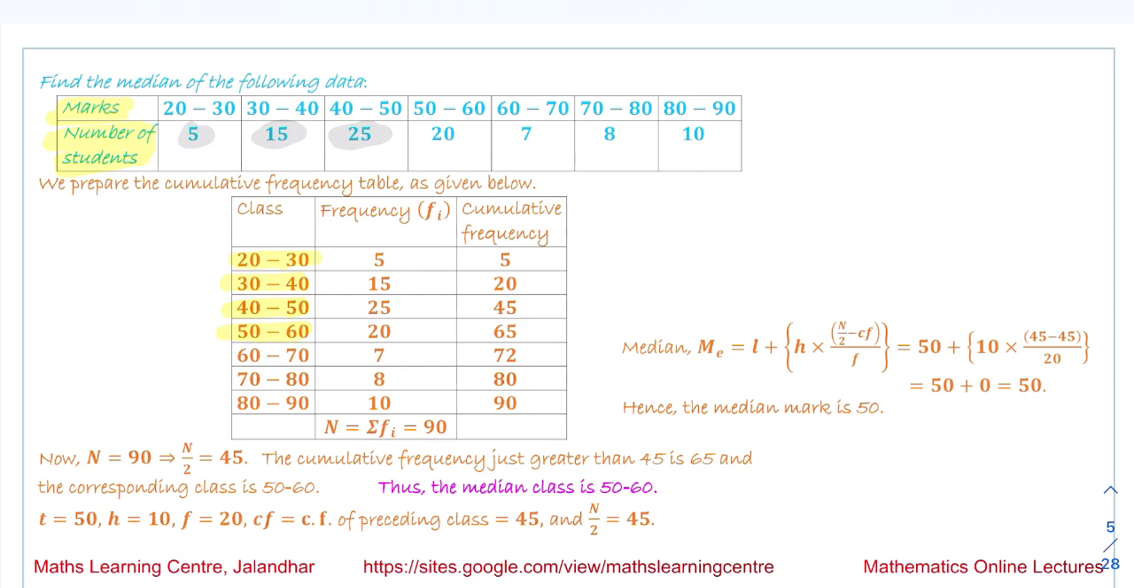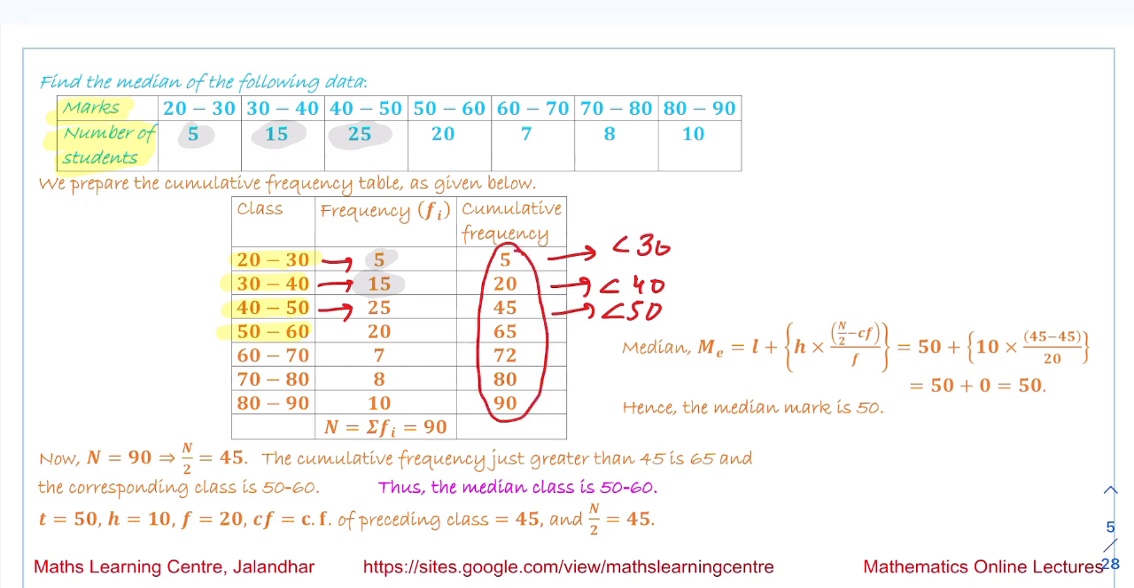Then the frequencies are given to us, it is 5, 15, these are corresponding to these classes. These frequencies are corresponding to these classes. Now next we are calculating the cumulative frequency. Cumulative frequency means this is the frequency corresponding to all the values less than 30. This is the value corresponding to less than 40, less than 50. So this is the cumulative frequency.